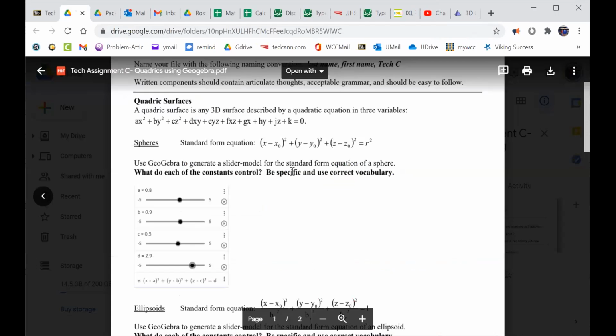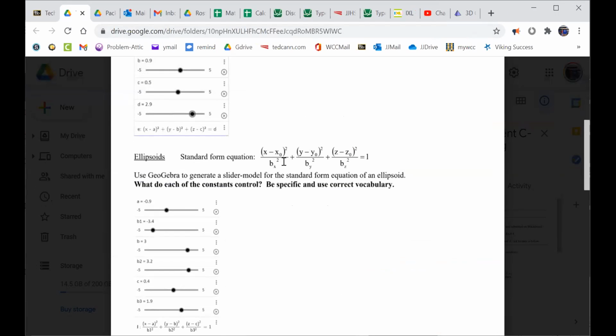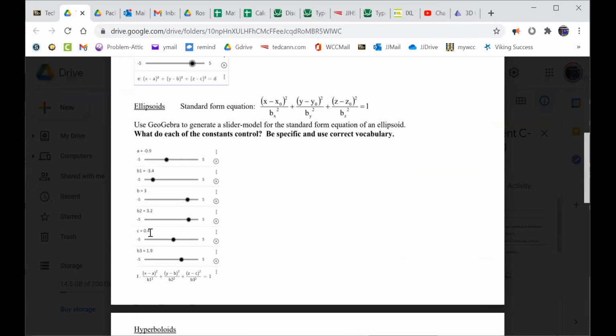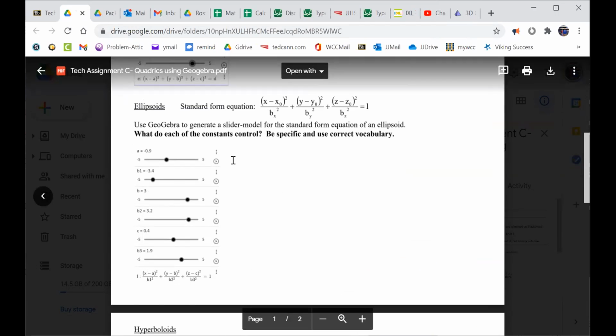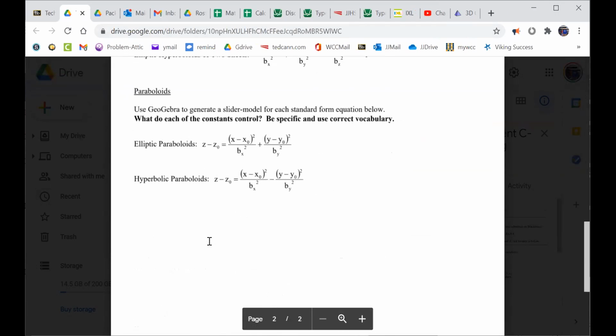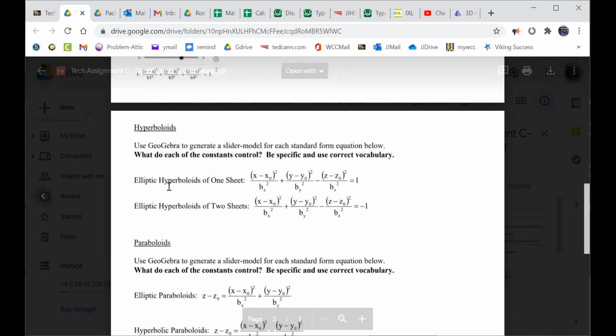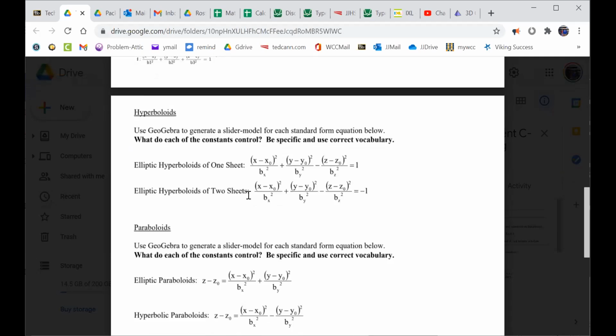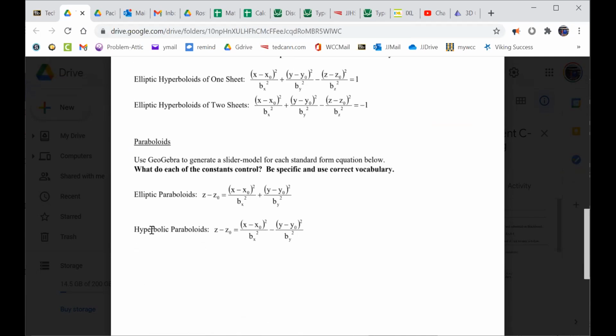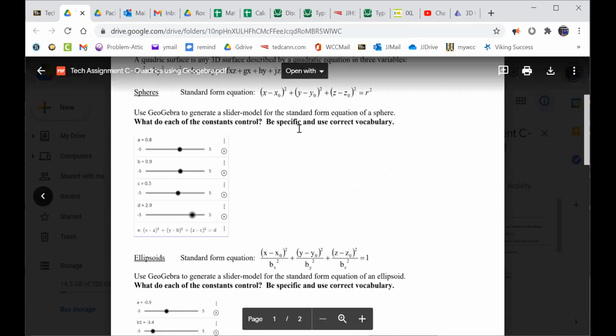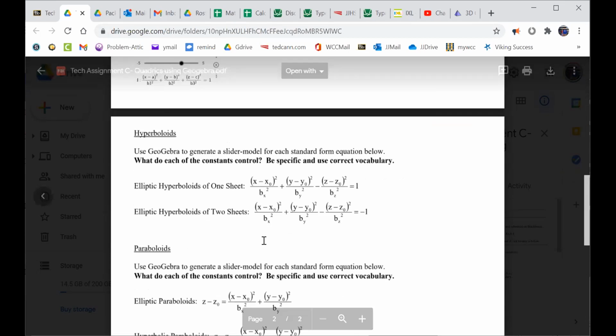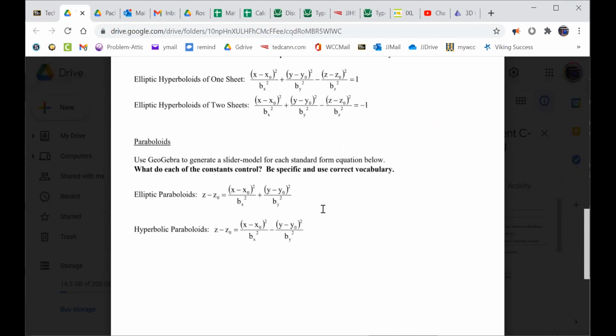That was the sphere, and for the ellipsoid, it's really the same idea, except you're going to have more values on the bottom. You see what I did here: I just created subscripts, more sliders, more function models. You're doing the same thing with hyperboloids. You have two types, the elliptic hyperboloid of 1 sheet and the elliptic hyperboloid of 2 sheets. Then you have paraboloids, the elliptic paraboloids and the hyperbolic paraboloids. So you have a total of 6 different graphs that you're creating.